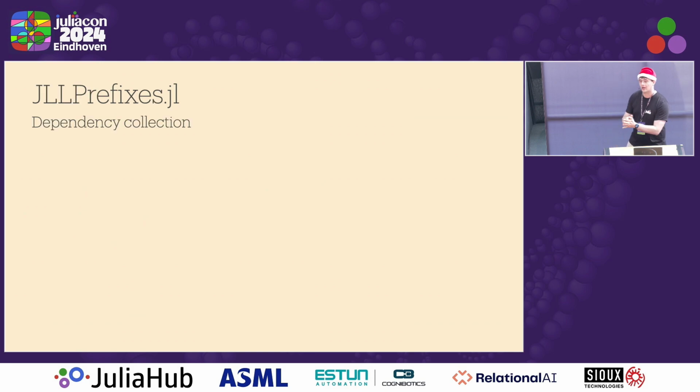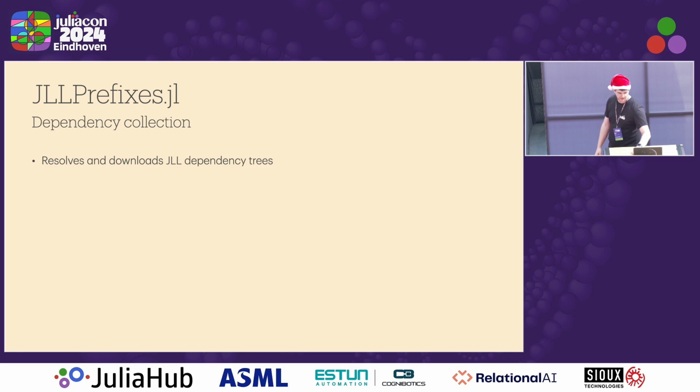All right, JLL Prefixes is for dependency collection. One of the hard problems we have to solve in BinaryBuilder is getting all the JLLs that we need for our build. We need the transitive dependencies. We need to obey the compat bounds. And most importantly, we need to ignore the compat bounds that the Julia resolver would normally enforce based on the current running version of Julia, because Julia itself has some JLLs that come with it. And usually, you would want to resolve, say, libcurl to the same version of libcurl that Julia itself has.